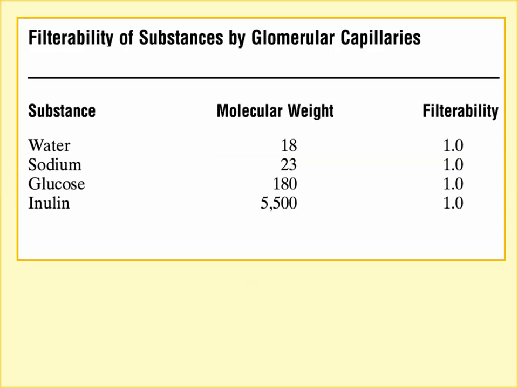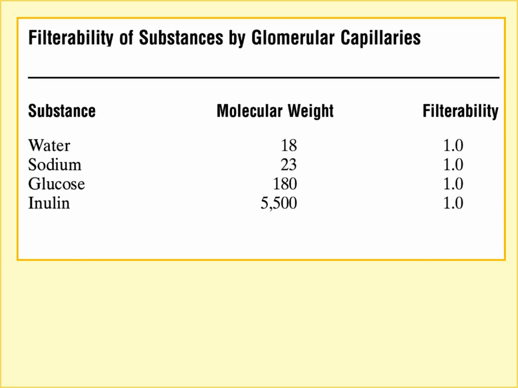Let's observe the filterability of substances by glomerular capillaries. As you remember, usually capillaries allow easy passage of water and ions, but substances a little bit higher, even glucose, which normally should easily go out of capillaries, already has less filterability as compared to water. It will be approximately 0.8 for glucose, and progressively less and less for each higher substance.